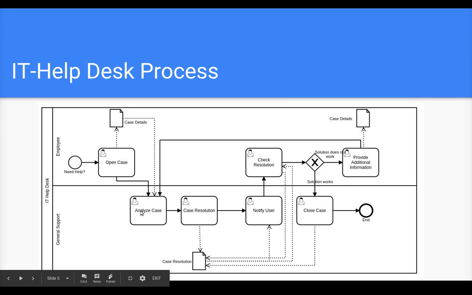This will be the output, and the general support will analyze the case and give the resolution, and notify the user, the employee, who checks the resolution to see if the solution is working. If the resolution is working, he will close the case, else he has to provide additional information with which the general support will work. So you see, this is a process that normally happens in a company, and here we can see it graphically. These graph elements also have an added advantage that they can be executed in our system.